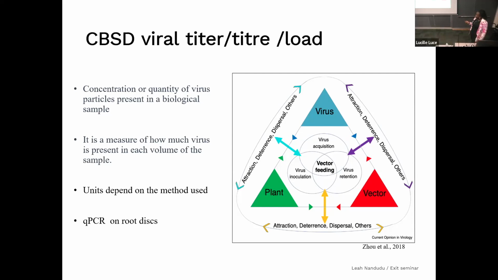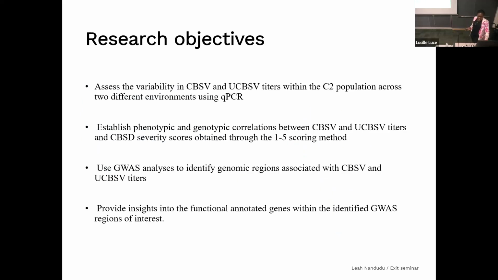How this was done is we collected root discs that we compiled together for a plot, like a composite sample. Those root discs were dried and shipped to the DSMZ, where the qPCRs were done, and we got the results back. So again, our objectives for this section were to assess CBSV and UCBSV, the two virus species of the disease we're studying, cassava brown streak disease, within the C2 population. We wanted to establish phenotypic and genotypic correlations, do univariate GWAS, and provide insights into these genes.